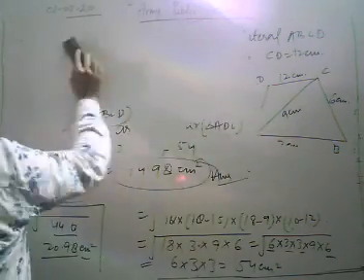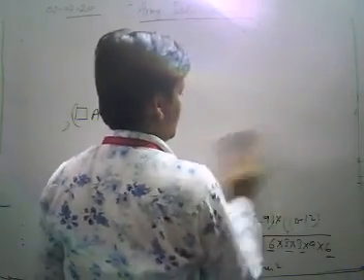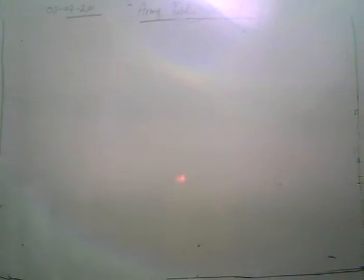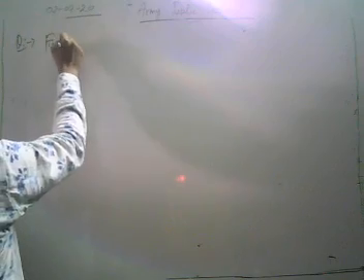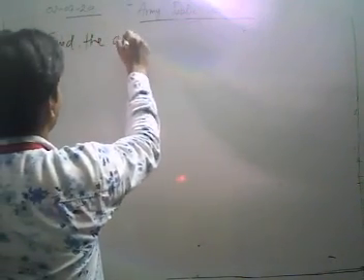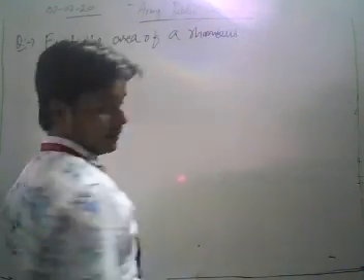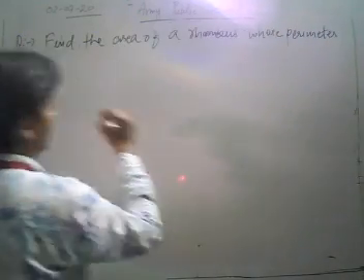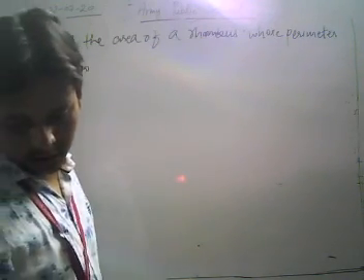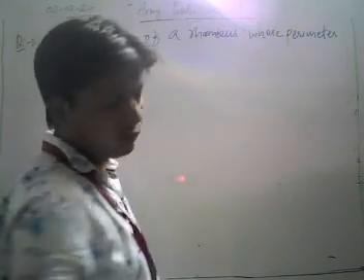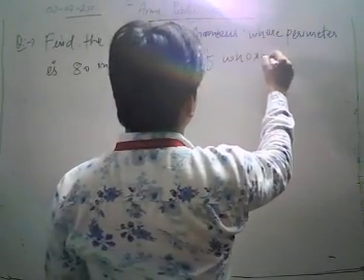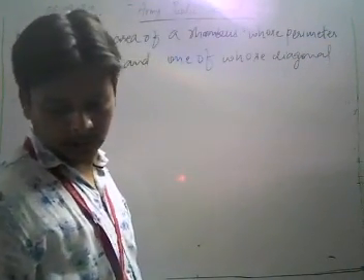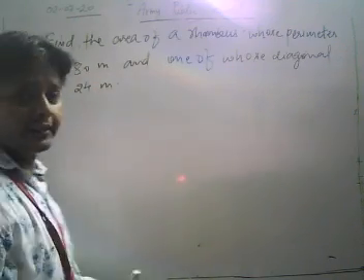Let's see the next question. Find the area of the rhombus whose perimeter is 80 meters and one of whose diagonals is 24 meter. Okay, this is your question.